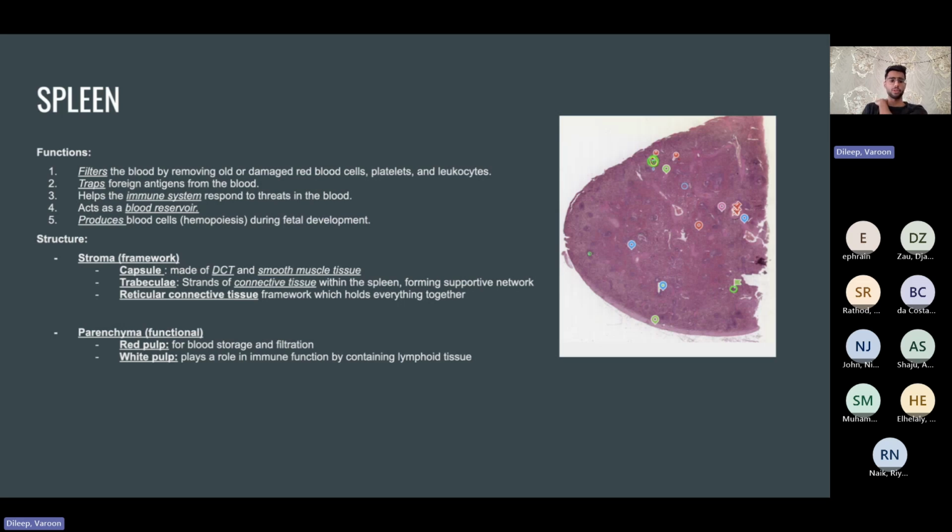The red pulp is for blood storage as well as filtration, and the white pulp plays a main role in immune function. A basic idea is that the spleen is like a big sponge that cleans and stores the blood. It has just two main parts inside: one is for cleaning and one is for storage.